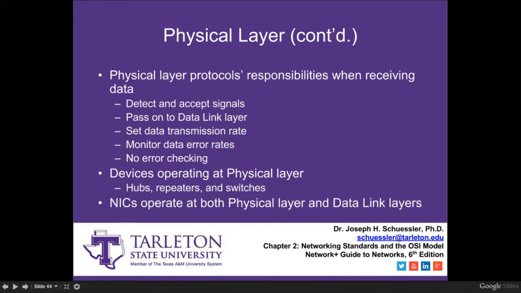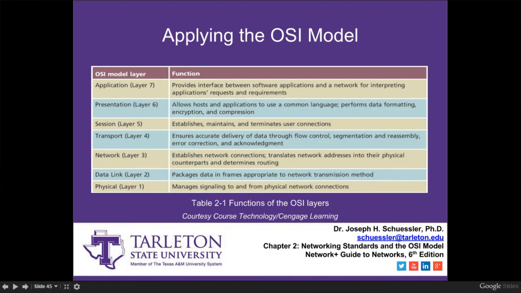Some of the physical layer protocol's responsibilities when receiving data are to detect and accept signals, to pass data on to the data link layer, to set the transmission rate, that flow control issue, and to monitor data error rates, but there's no error checking at this layer. The devices that operate at the physical layer tend to be hubs, repeaters, and switches, with switches really being the most common at this layer. Hubs you're really not going to see anymore. It'd be a pretty rare situation in which you did. NICs operate both at the physical layer and the data link layer.